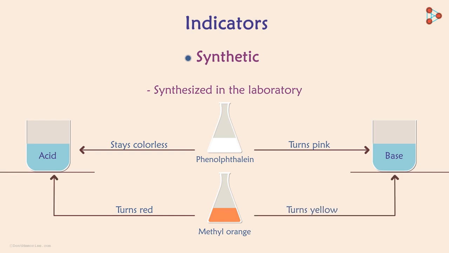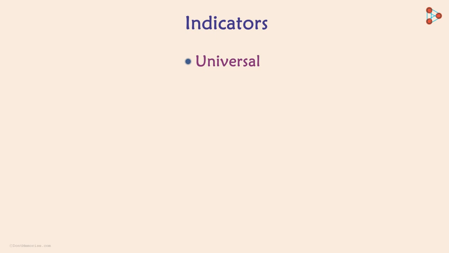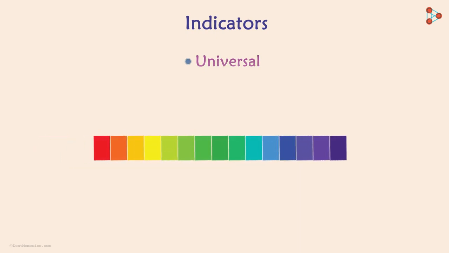If you noticed, the following indicators only tell us the acidic or basic character of a solution, but it doesn't tell us the strength of the acid or the base. That's what brings us to the universal indicator. A universal indicator shows different colors over the range of pH values from 1 to 14 for a given solution. And it is available in the form of strips as well as solutions.